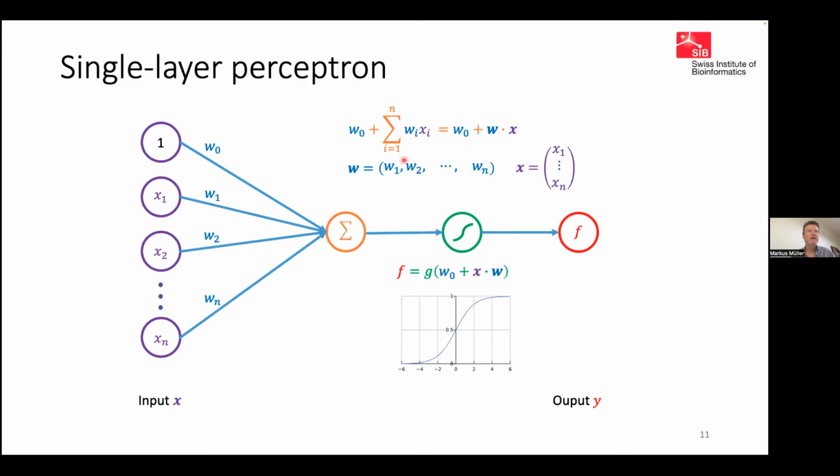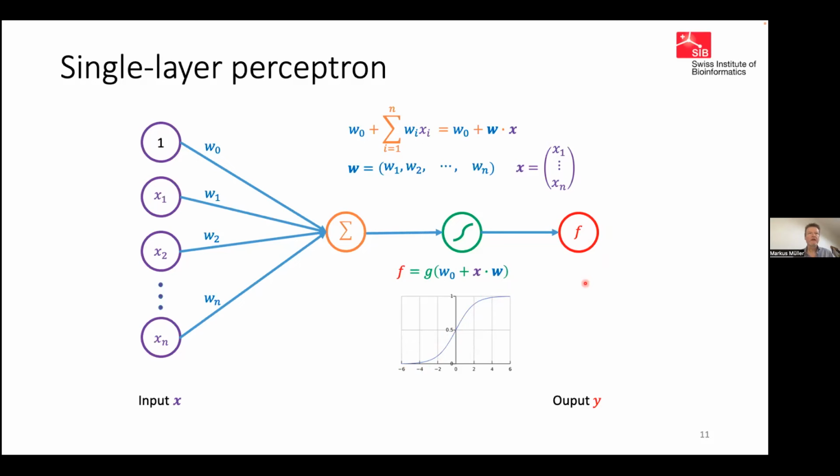Then you add the offset to it, and you pass this affine transformation to an activation or gating function, which is often, for example, the sigmoid function, which is zero for a very negative value, then comes linear around zero, and then flattens again for very positive values. And this gives you the output of your neural net.